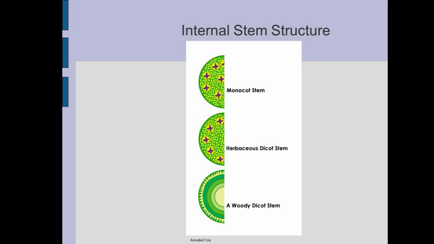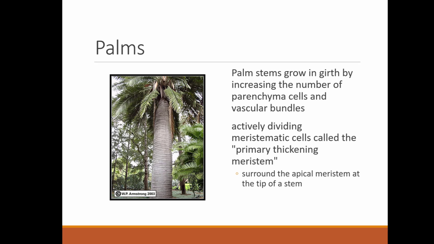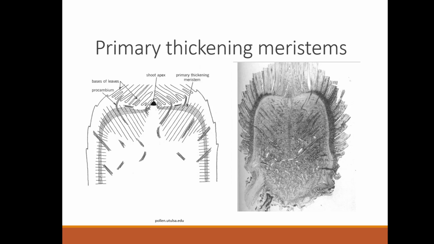Herbaceous dicot stem, you're going to have the vascular bundles around the edges, and then you're going to have rings on a woody dicot stem. Palms look like they've got trunks. They grow in girth by increasing the number of parenchyma cells and vascular bundles. They have actively dividing meristematic cells that are called the primary thickening meristem, and these surround the apical meristem at the tip of the stem. And here's what that looks like. So it's a little bit different than our woody plants.